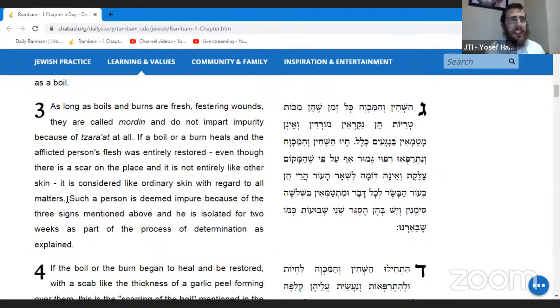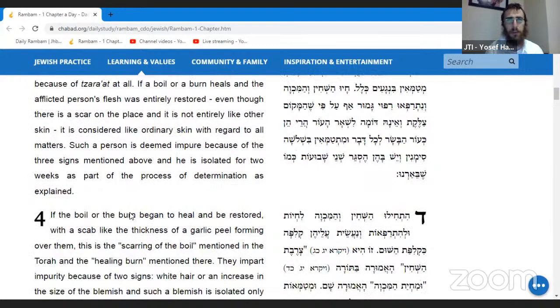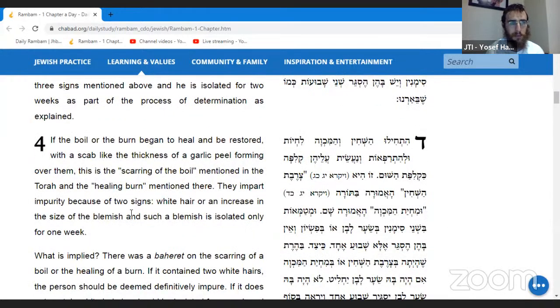Such a person is deemed tameh, impure, because of the three types of tsaras that we've discussed in the previous chapters. And he is isolated for 2 weeks as part of the process of determination, as explained. We said if there weren't yet 2 hairs or to see if it would spread, etc.